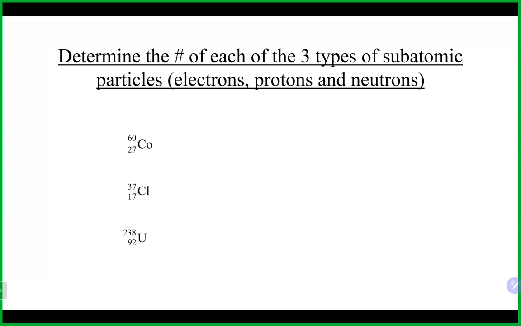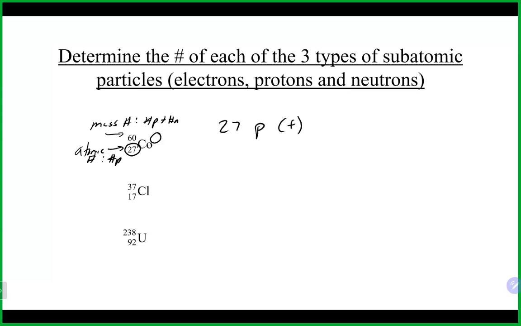So once again, Co is cobalt. Top number is the mass number, right? Which is our protons plus neutrons. Bottom number is the atomic number, which is our number of protons. Here then, 27 protons we would have.